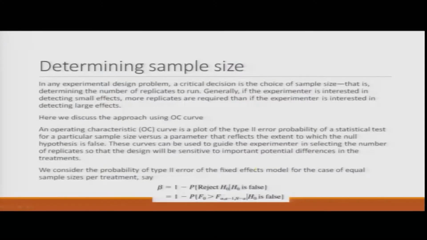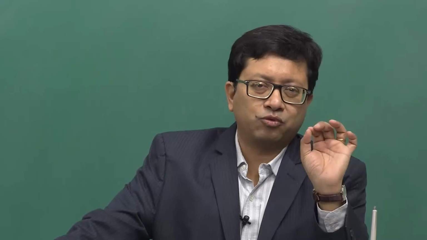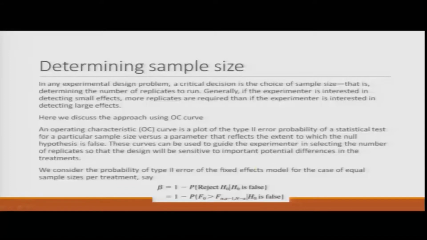So, an operating characteristic curve is a plot of the type 2 error probability of a statistical test for a particular sample size versus a parameter that reflects the extent to which the null hypothesis is false. These curves can be used to guide the experimenter in selecting the number of replicates, so that the design will be sensitive to important potential differences in the treatments, and you can take decisions accordingly. We consider the probability of type 2 error. If you remember type 1 and type 2, type 1 error was given by alpha, and type 2 was given by the value of beta. So, type 2 error of the fixed effect model for the case of equal sample size per treatment.